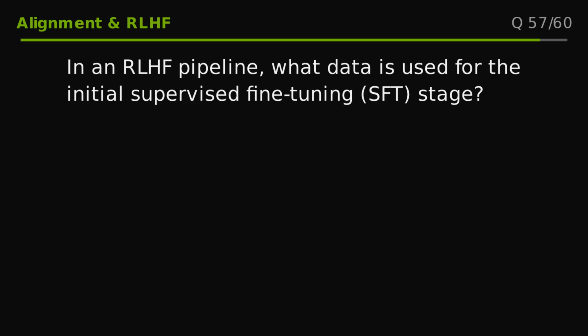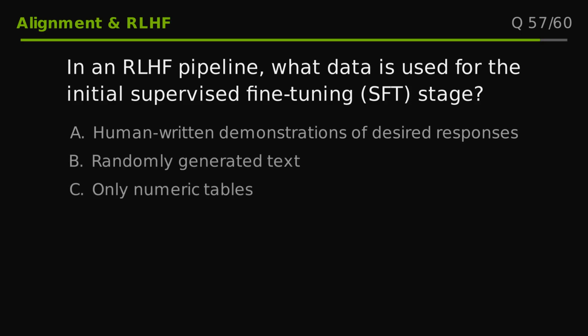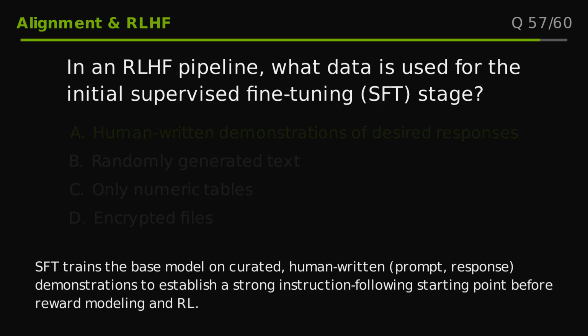Question 57. In an RLHF pipeline, what data is used for the initial supervised fine-tuning stage? Option A. Human-written demonstrations of desired responses. Option B. Randomly generated text. Option C. Only numeric tables. Option D. Unencrypted files. The correct answer is A. SFT trains the base model on curated, human-written prompt and response demonstrations to establish a strong instruction following starting point before reward modeling and RL. Next section.